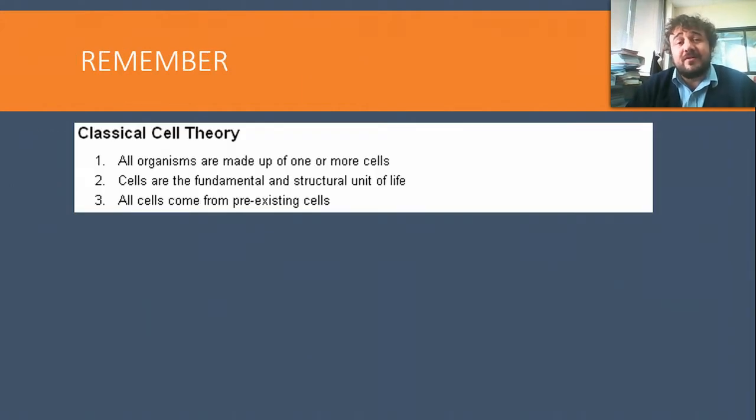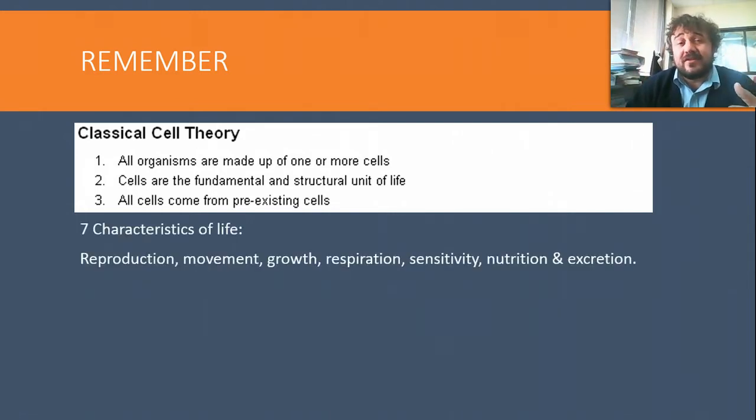Okay, so what do we need to remember? We need to remember from last year's cell theory: all organisms are made up of one or more cells. Cells are the basic brick of all life, and all cells come from pre-existing cells. They don't just appear out of magic. That would be crazy town. There are 7 characteristics of life we need to remember: reproduction, movement, growth, respiration, sensitivity, which means reacts to stuff in the environment, nutrition, and excretion. So that's our 7 things there.